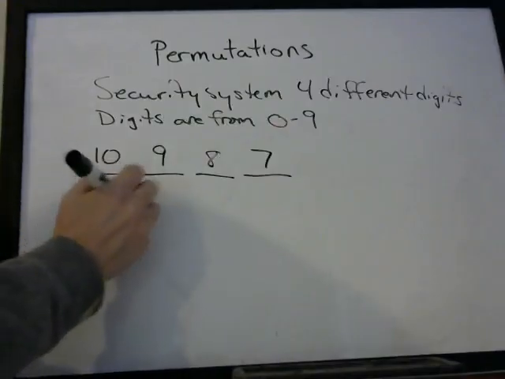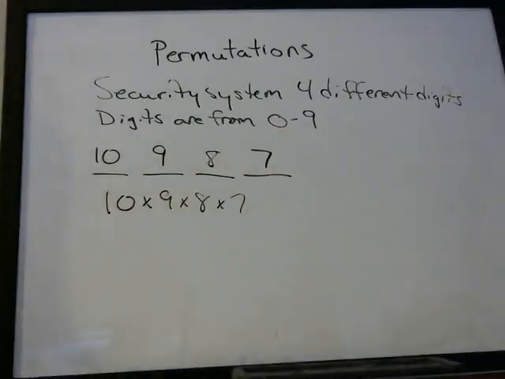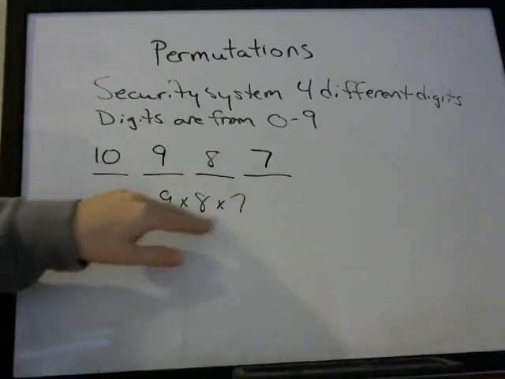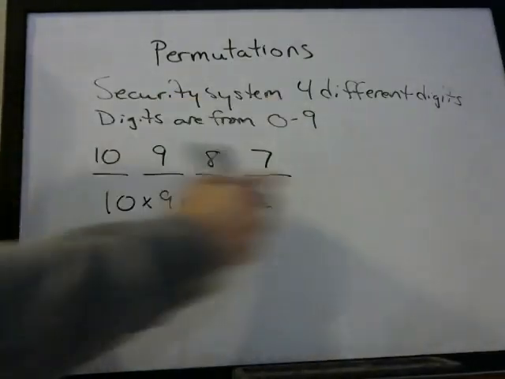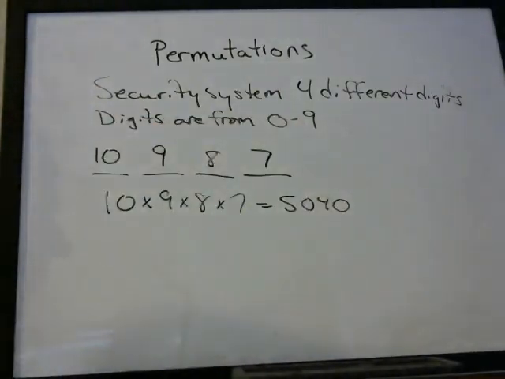So, how many ways can we have a 4-digit security system access code? 10 times 9 times 8 times 7. If you throw that into your calculator, you're going to get 5,040 different ways that you can have a 4-digit access code.